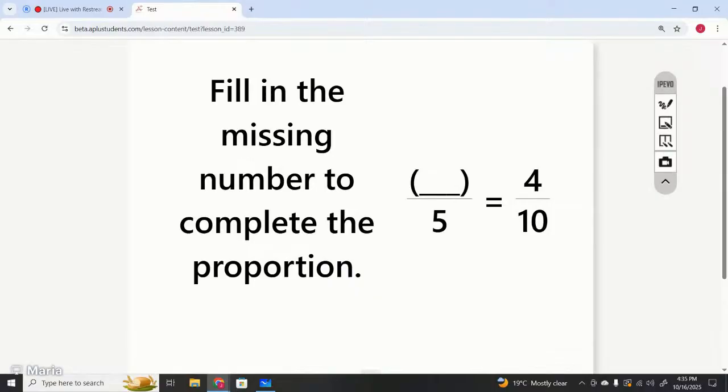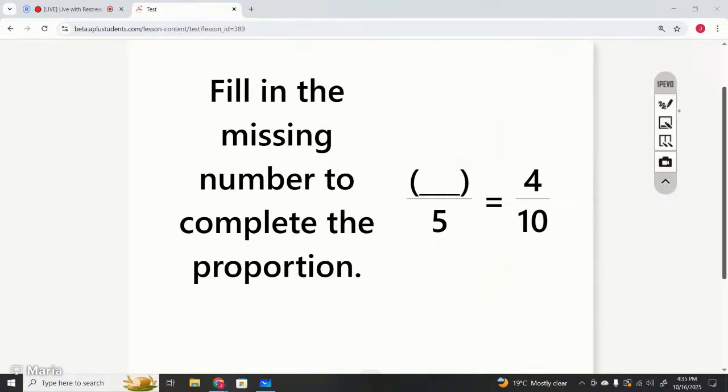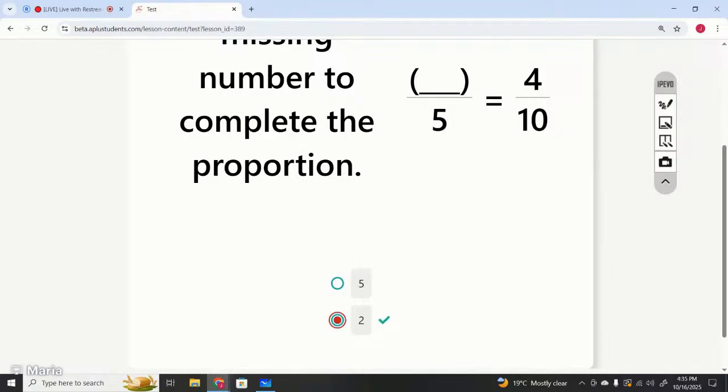Fill in the missing number to complete the proportion. 5 times 2 is 10. So what times 2 is 4? 2 times 2 is 4. That is 2. Option number 2 is the correct option.